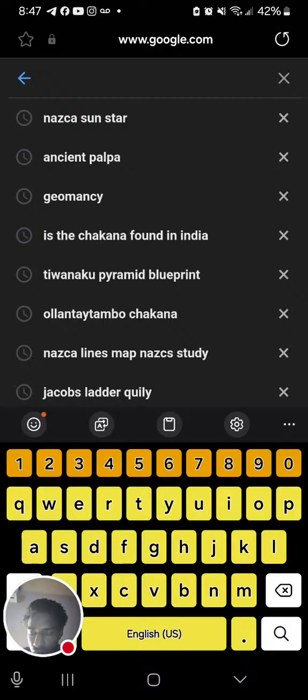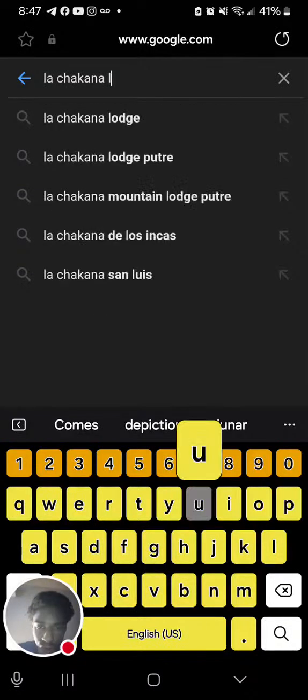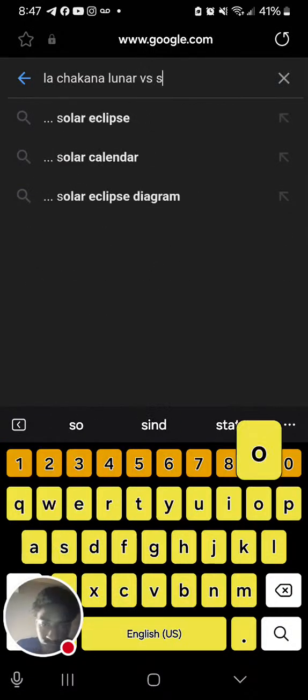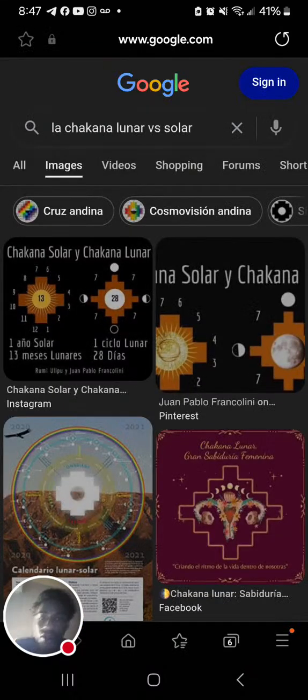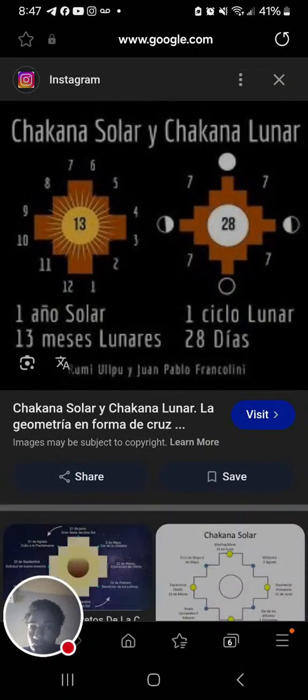there's something that I was looking up earlier that helps authenticate what I was saying. La Chacana, lunar versus solar. So check this out. Apparently, like I was showing y'all, you have two different Chacanas. Or not just two, but different forms of it.